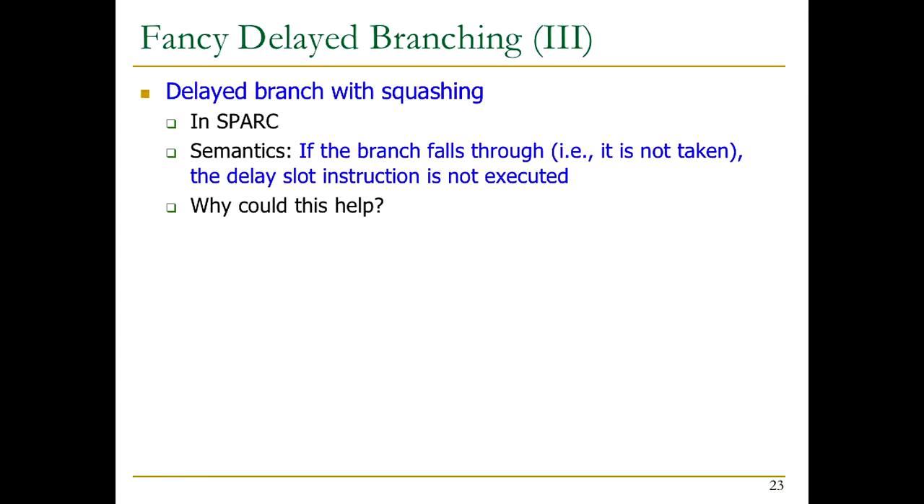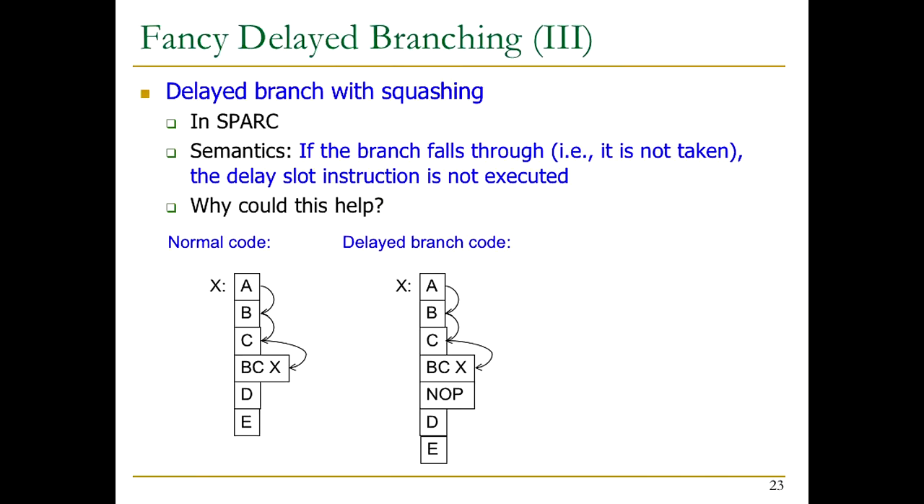So they had this thing called delayed branch with squashing. But then hardware needs to do the squashing. Anyway, the semantics is if the branch falls through, i.e. it's not taken, the delay slot instruction is not executed. You squash that instruction. So why could this help? Let's take a look at this normal code. Well, the same thing that I said. Here, you cannot fill the delay slot in the previous example. So you have a no op.